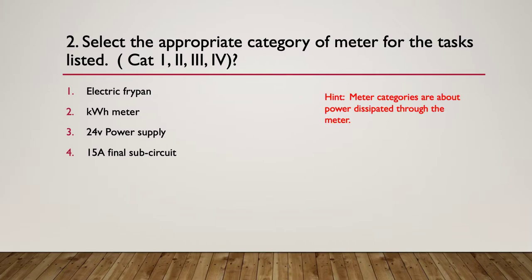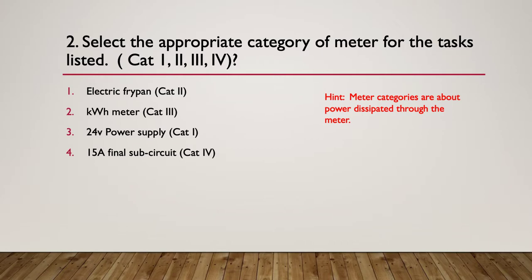Here's the hint. Meter categories are about the power dissipated through the meter. A category 1 meter will handle a small amount of power dissipated through it. A category 5 can handle a lot of power being dissipated through it. So pause here again. And here's our answer. With an electric fry pan, you'd want to use a category 2 meter.